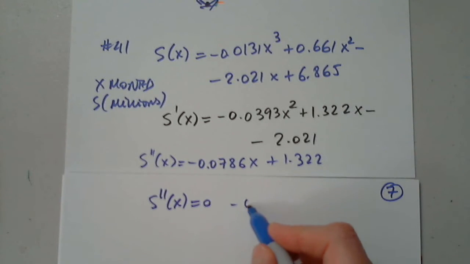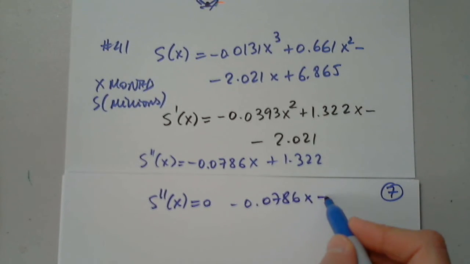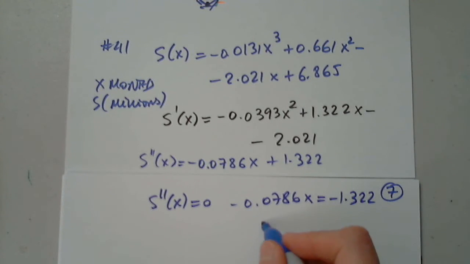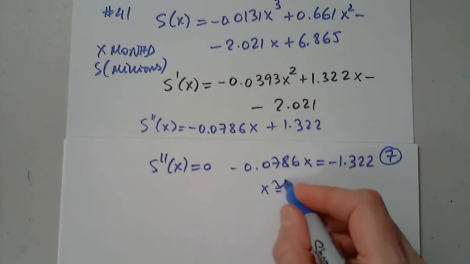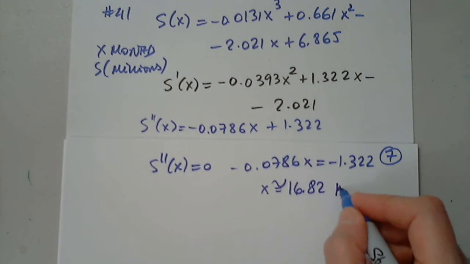I will get negative 0.0786x equals negative 1.322. So x will be in months. I will divide 1.322 by 0.0786. And I got 16.8, approximately 16.82 months.